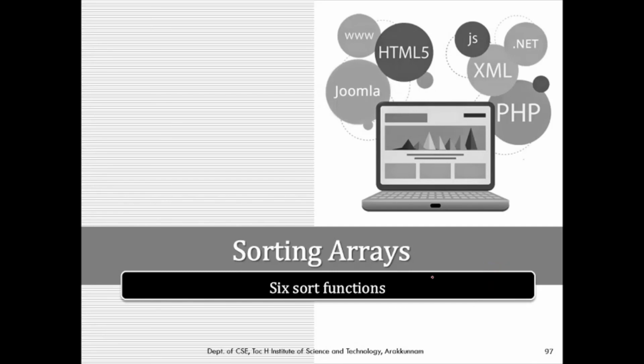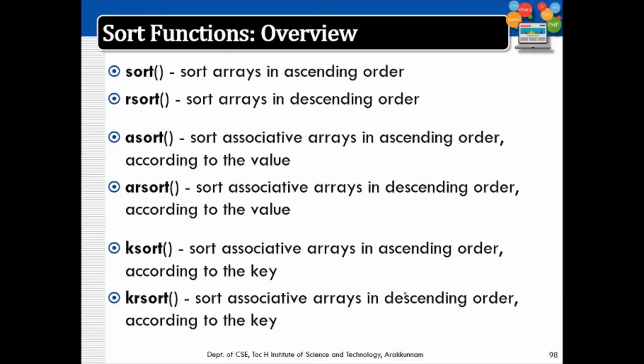Moving on to the sorting of arrays. We have 6 sort functions. It is more flexible than the normal arrays. We have 6 sort functions to sort through normal arrays and associative arrays. We will see one by one.